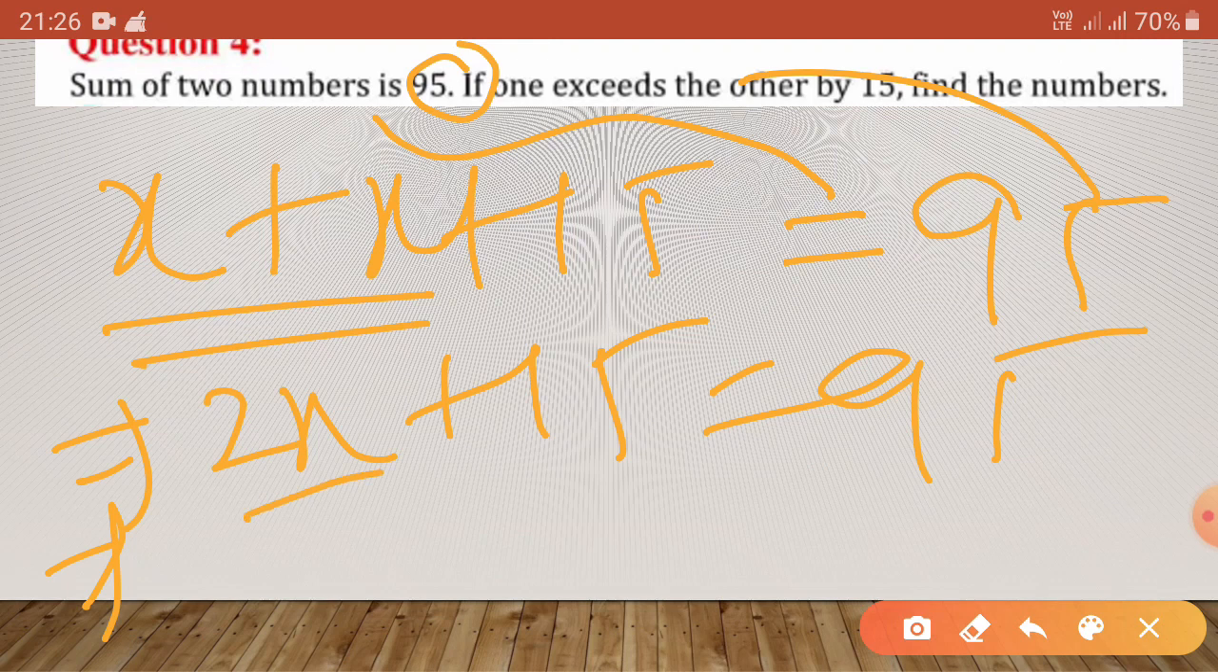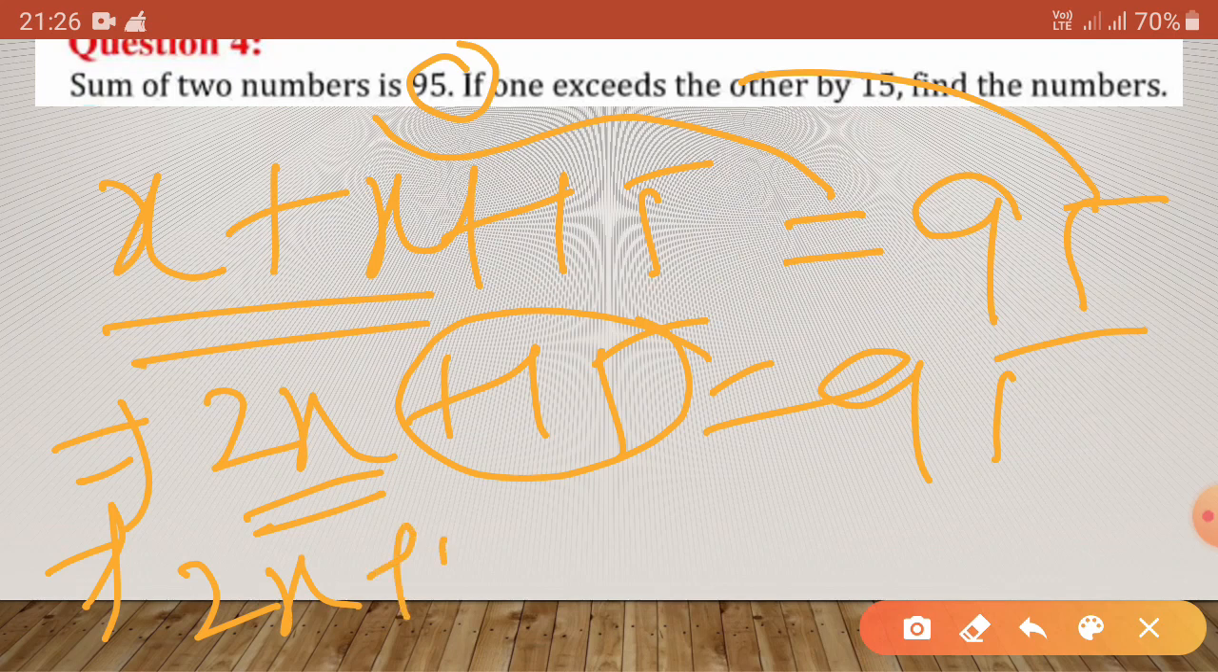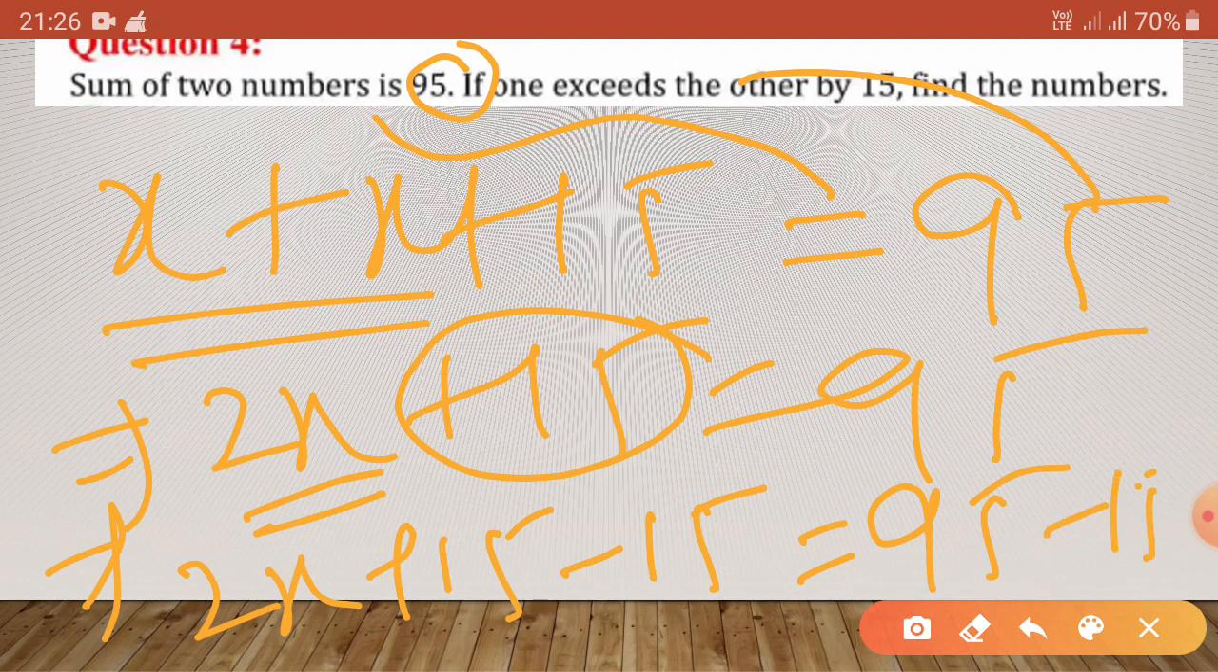If we want to find out the value of x, at first we have to omit this term, that is plus 15. So 2x plus 15 then minus 15, and on the right side also it will be minus 15. Here we are adding minus 15 on both sides, or you can say that we are subtracting 15 on both sides of the equation.